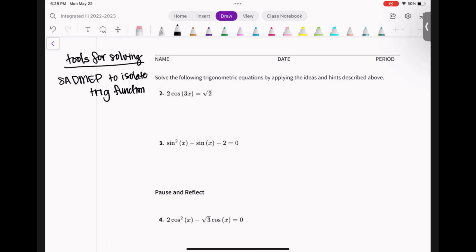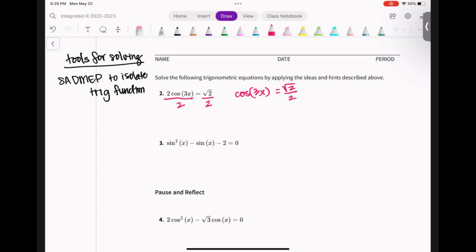Okay, so the very first thing that I would do here is I would divide by 2 because I don't see any adding, I don't see any subtracting, but I do see multiplication, so I can undo that by dividing by 2. So then I get cosine of 3x is equal to root 2 over 2. And some of you are like, oh my, Ms. Johnson, I see the root 2 over 2. That's my buddy. It's a 45, 45, 90 triangle. I know exactly what that is.